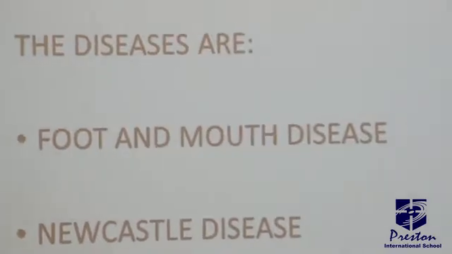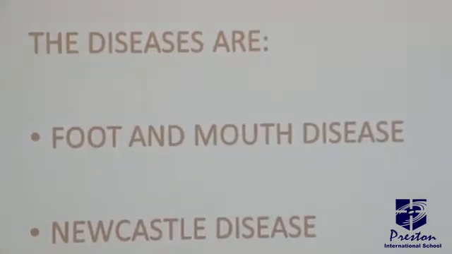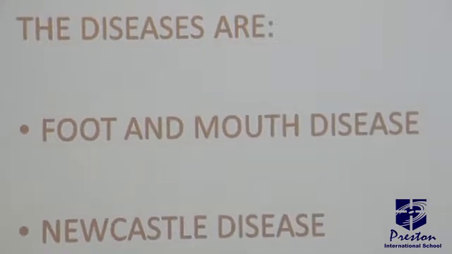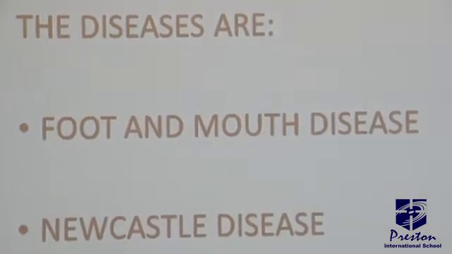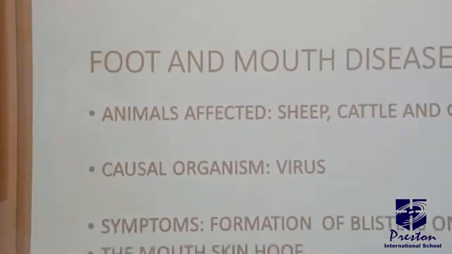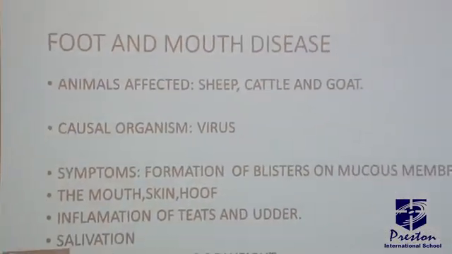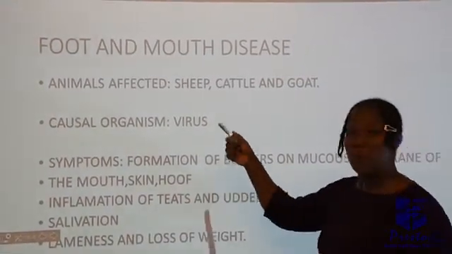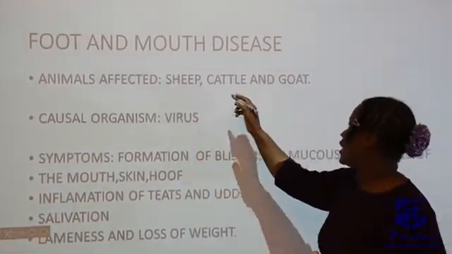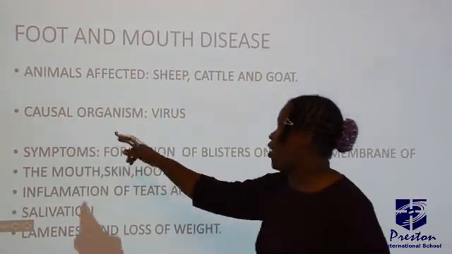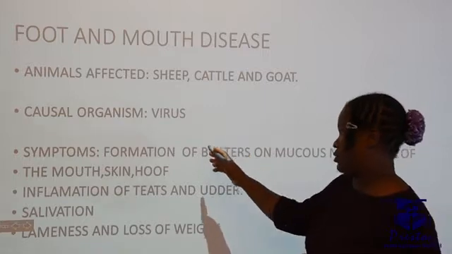Now, on the virus, the diseases are: 1. Foot and mouth disease, 2. Newcastle disease. Now, foot and mouth disease. Animals affected: we have the ruminant animals, which are the sheep, cattle, and goats. Now, the causal organism is the virus.